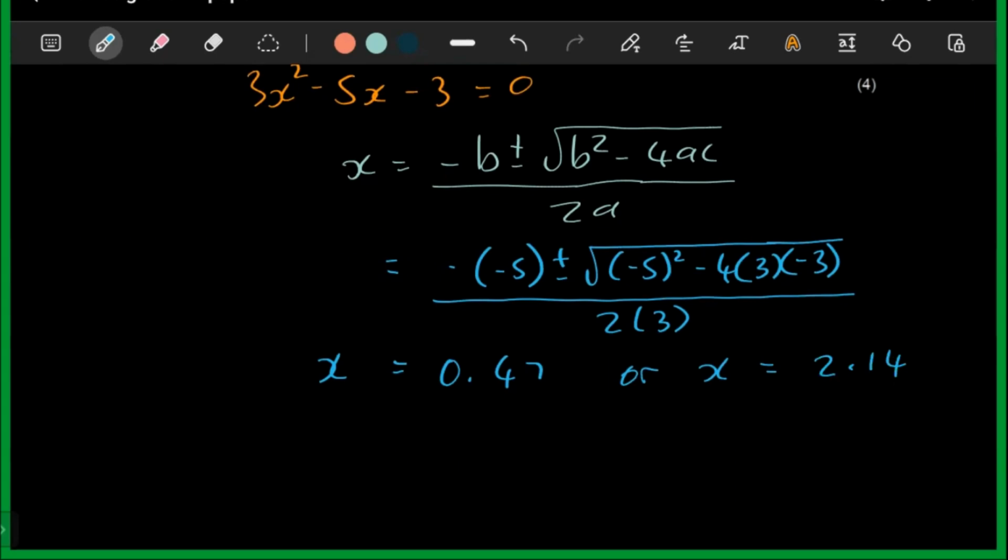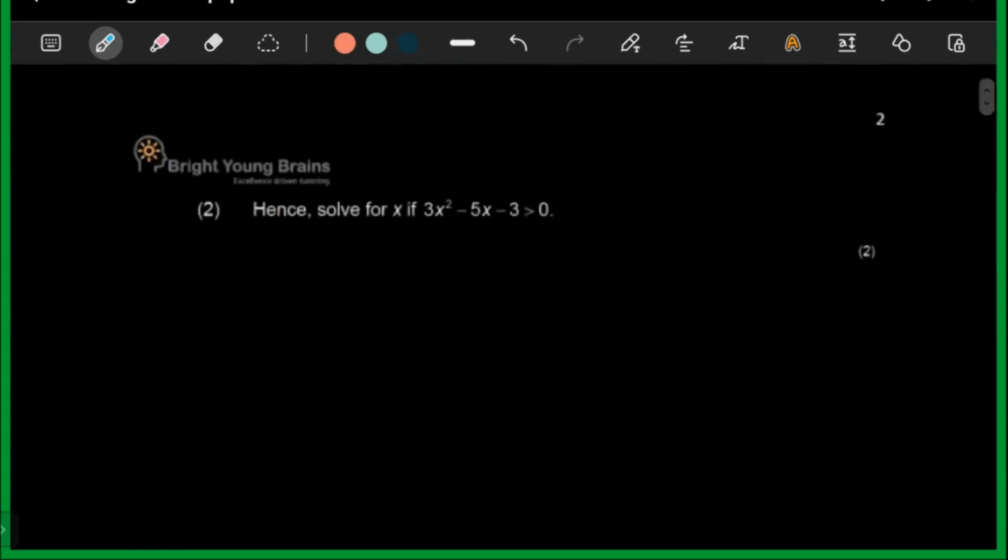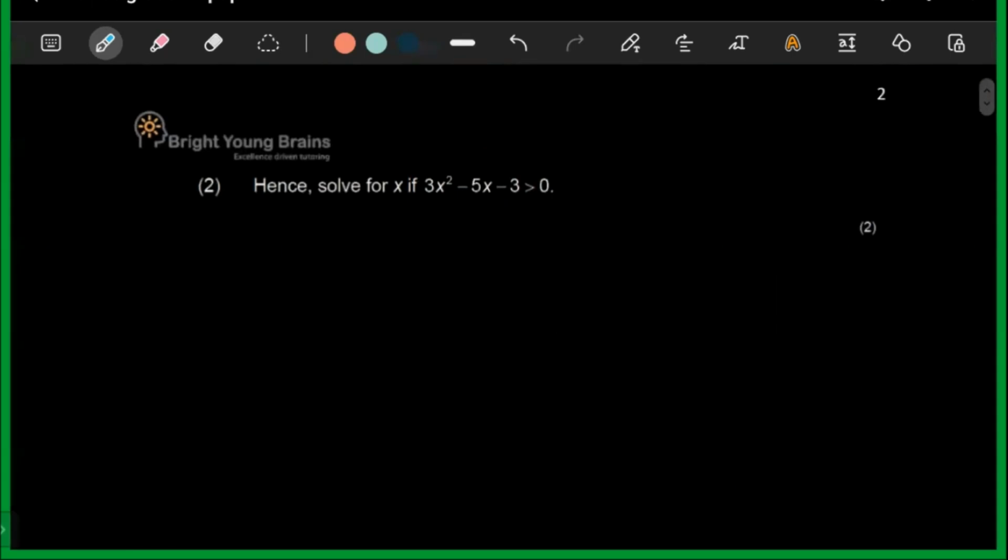That is all good. Let us just carry on and keep the ball rolling, because we do not have time to waste. So moving on, let's see what we have there. They said hence. Any question that starts with hence is asking you to make use of the previous question. Because if you don't use the previous question, you're going to find yourself in a bad spot.